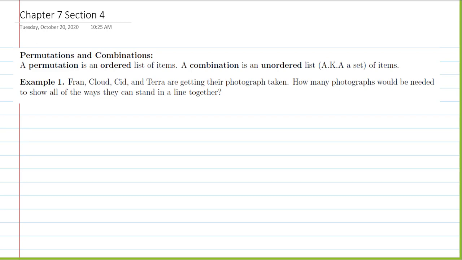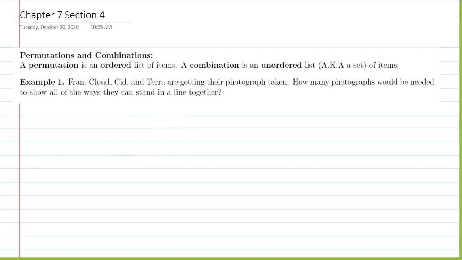So let's take a look at example 1. Fran, Cloud, Sid, and Tara are getting their photograph taken. How many photographs would be needed to show all the ways that they can stand in a line together? So we have 4 people, and we want to know how many different arrangements we have of these 4 people. For instance, if I did Fran, Cloud, Sid, and Tara, and I change the order to Tara, Sid, Cloud, and Fran, that would be a different line, right? So that would be a different picture.